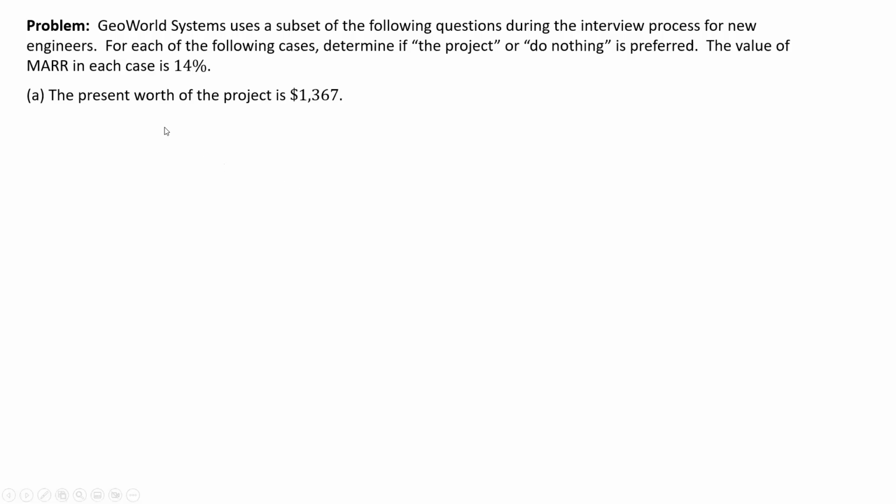right? Why do I say present worth is zero? Because you're not doing the project, so you're not incurring any cost of that project, nor are you gaining anything from what the project would give you. So the do nothing operation as a comparison has zero net present worth, whereas doing the project gives you a present worth of 1,367.